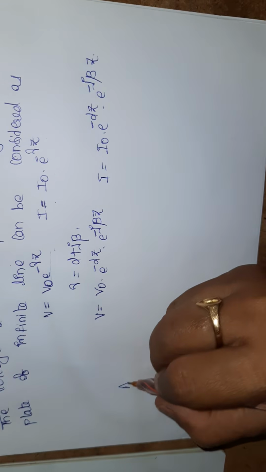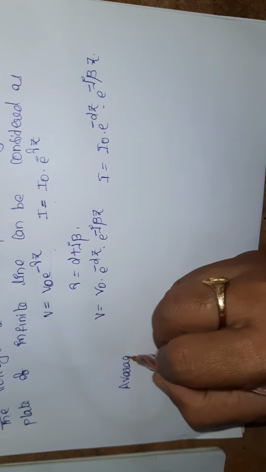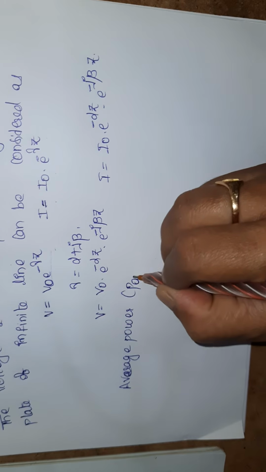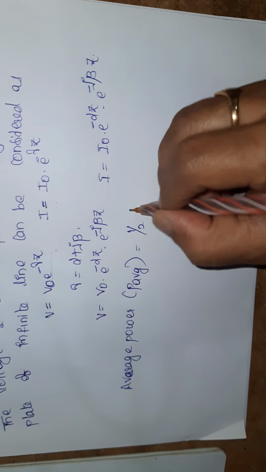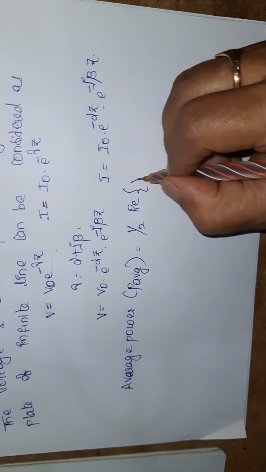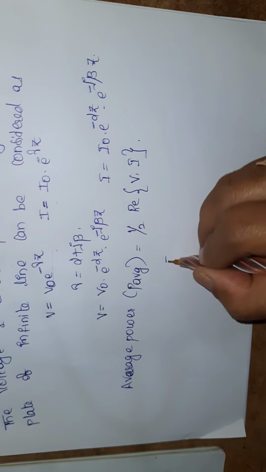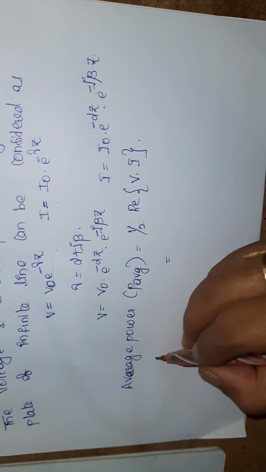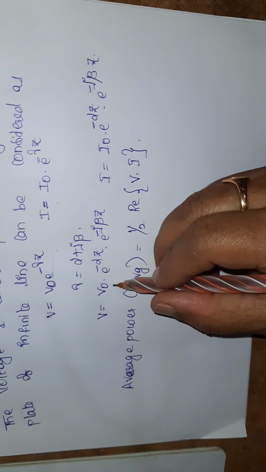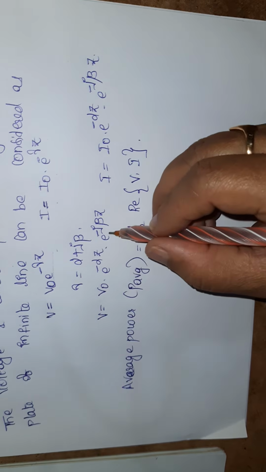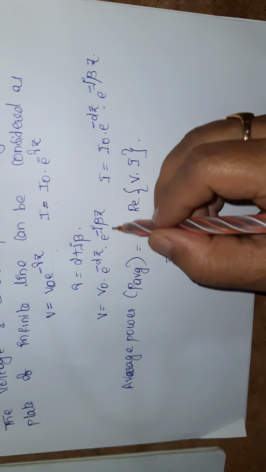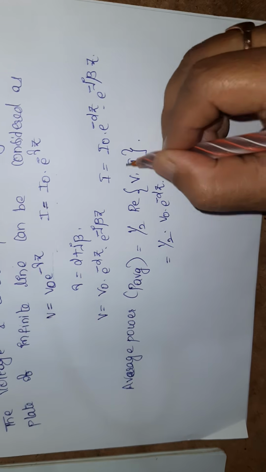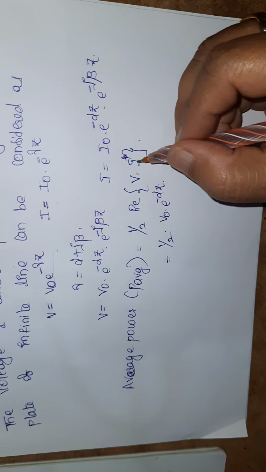So I want to calculate the average power, P average. The formula is half into the real part of V and I. Only the real part of V and I needs to be considered to calculate the average power. So V is V naught into e power minus alpha z, and e power minus j beta z is the imaginary part. Here it is V into I complement.